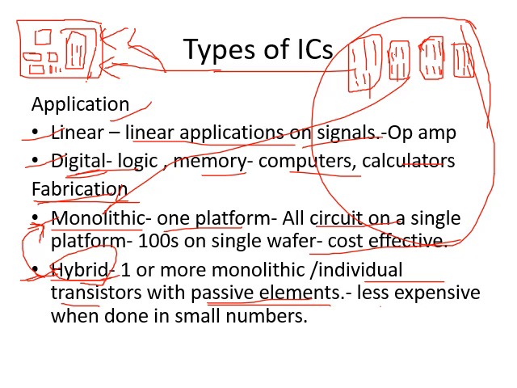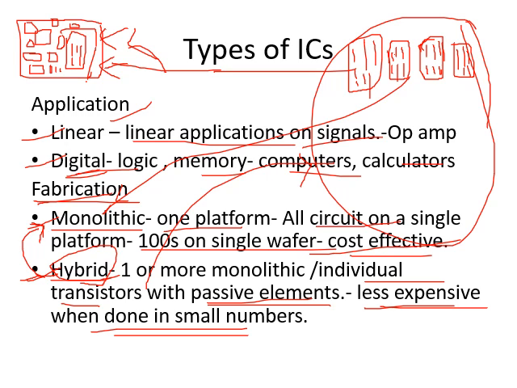Then what is the use of hybrid? It will be less expensive when it is done in small numbers. Why? Because it is not manufactured in a batch. We have to integrate it separately by placing different components, like resistors, capacitors, passive and active components. So it will be less expensive when done in small numbers. But for monolithic it is the opposite: when it is done in large numbers, then only it will be effective.